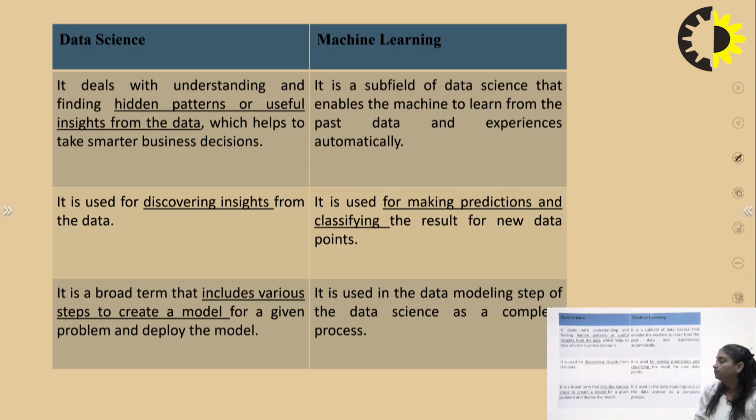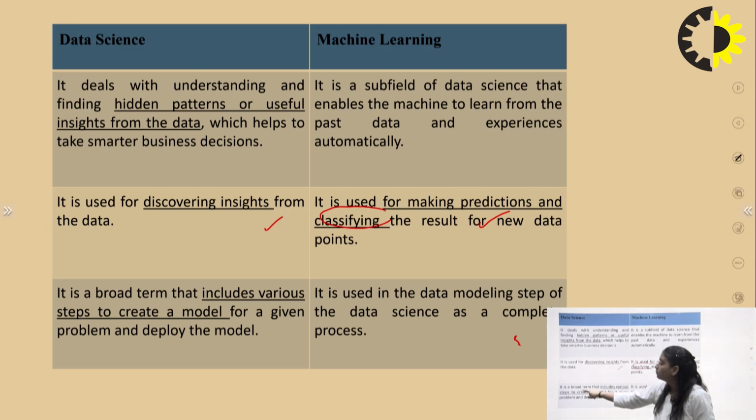The second point is quite similar to the first one, that it is used for discovering insights, and it provides prediction and classification. Under machine learning, we have several types like supervised, unsupervised, and reinforcement. In supervised learning, we have regression problems and classification problems. Now, data science is a broader term. It includes the various steps to create a model, which refers to machine learning. Machine learning is used in the data modeling step of data science. It means data science includes machine learning.